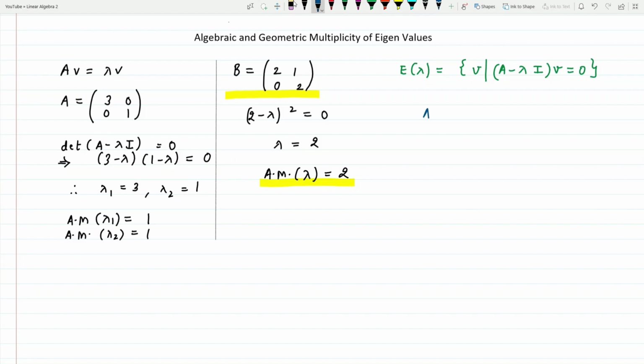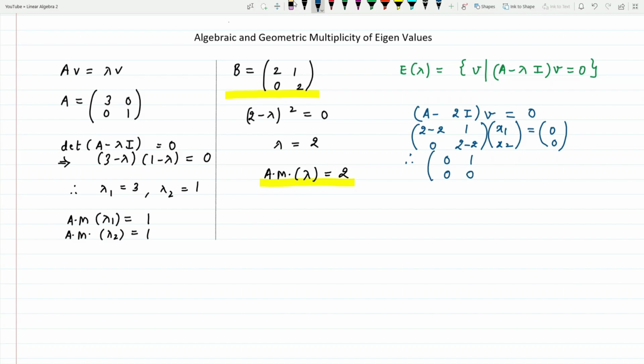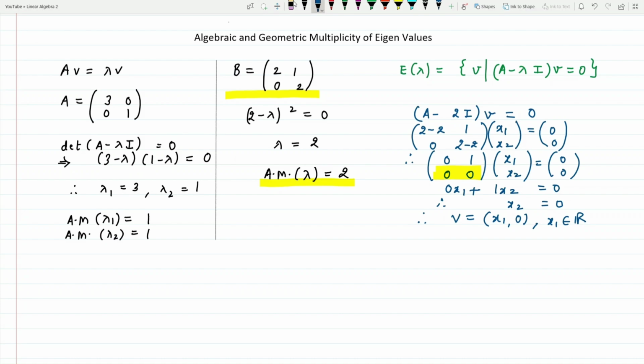For this, we will start by solving (A minus 2I) V = 0. Substituting for A, we get the matrix with rows (2 minus 2, 1) and (0, 2 minus 2) times V, call it (x1, x2), is equal to (0, 0). We have here the matrix with rows (0, 1) and (0, 0) times (x1, x2) is equal to (0, 0). Since the second row is a 0 row, this reduces to 0x1 plus 1x2 equals 0, giving us x2 equal to 0. Thus we have the eigenvector V equal to (x1, 0), where x1 is any real number. We can only find one linearly independent eigenvector, namely (1, 0) if we put x1 as 1.